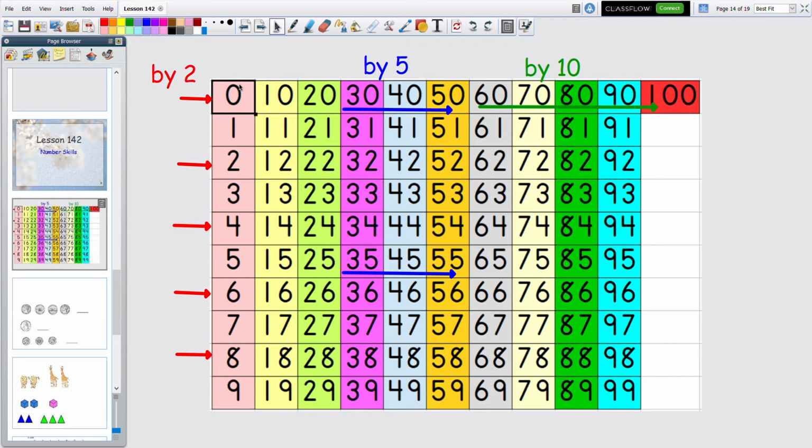Get ready. 2, 4, 6, 8, 10, 12, 14, 16, 18, 20, 22, 24, 26, 28, 30. Stop. 35, 40, 45, 50, 55. Stop. 60, 70, 80, 90, 100. Okay, we did pretty good on that. Just remember that whenever you get to a certain one, you have to stop and start counting by a different number. Okay, let's go to the next slide.